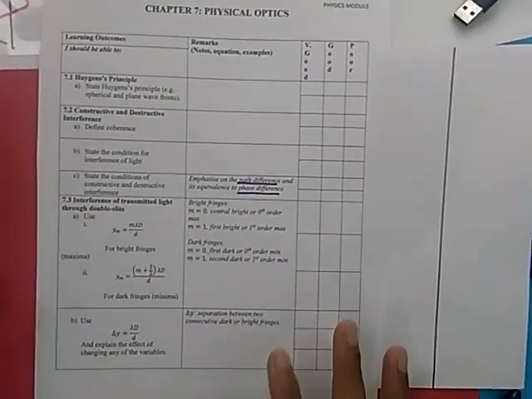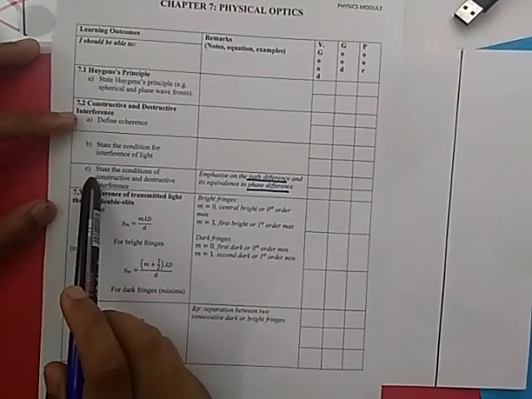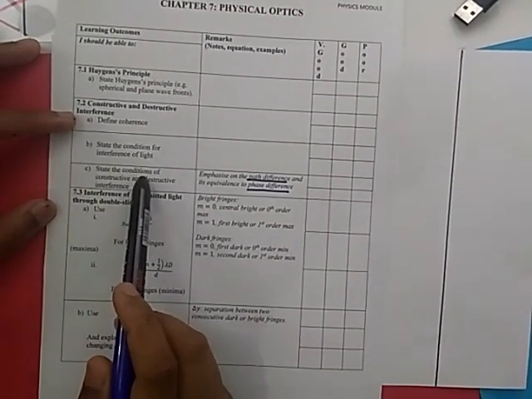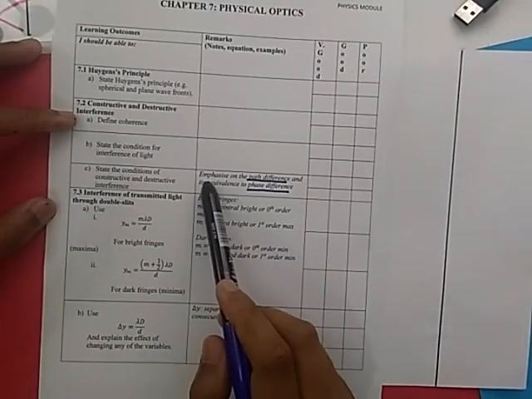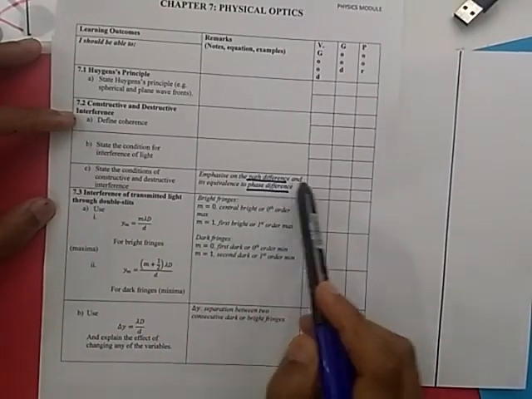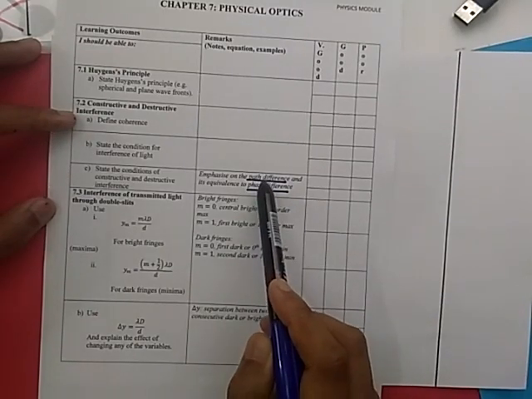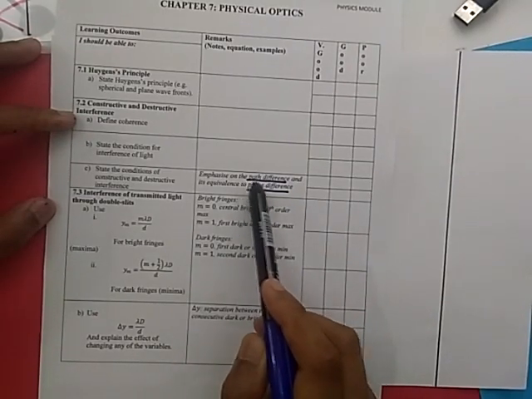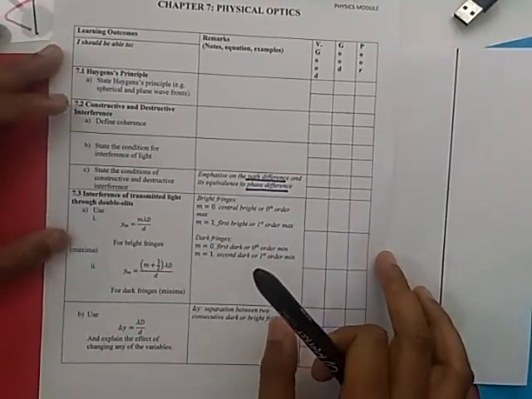Assalamualaikum warahmatullahi wabarakatuh. Dalam video kali ini saya akan bincangkan learning outcome 7.2c, state the condition of constructive and destructive interference. So dalam remarks dia ada tulis emphasize on path difference and its equivalent to phase difference. Jadi saya akan bincangkan apa itu path difference dan the equivalent to phase difference terlebih dahulu.